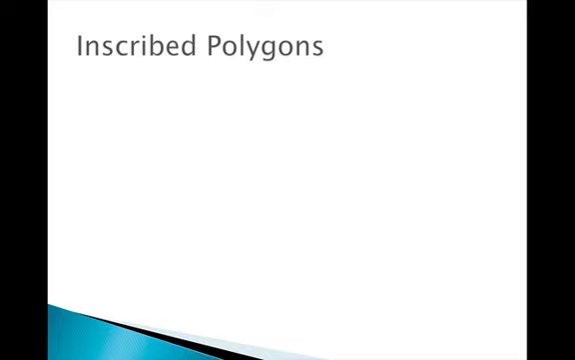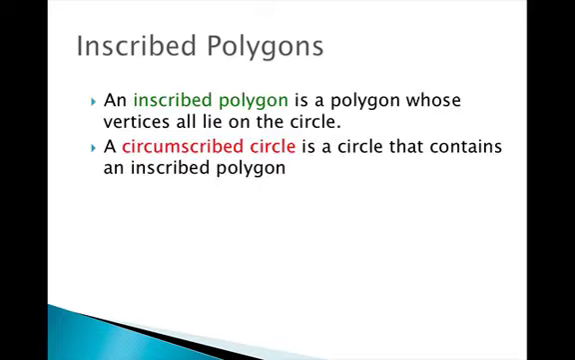Inscribed polygons. And you guys have actually dealt with this before when we had a circumscribed circle or a triangle inside that circle. So what is an inscribed polygon? An inscribed polygon is a polygon whose vertices all lie on the circle. So all of the vertices of the polygon are going to be on that circle. And a circumscribed circle, which you guys are familiar with, is a circle that contains the inscribed polygon.